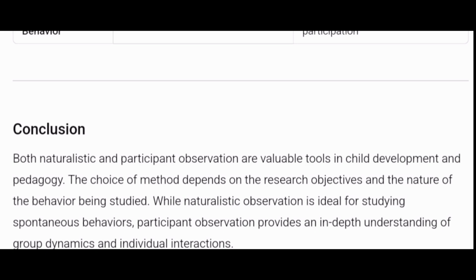I believe that I was able to make your concept clear on the naturalistic observation method of child study and the participant observational method of child study.